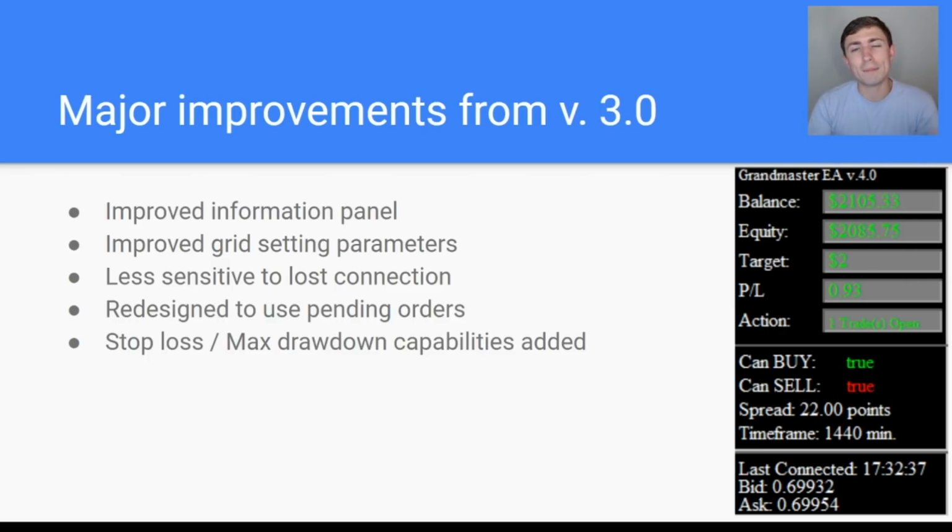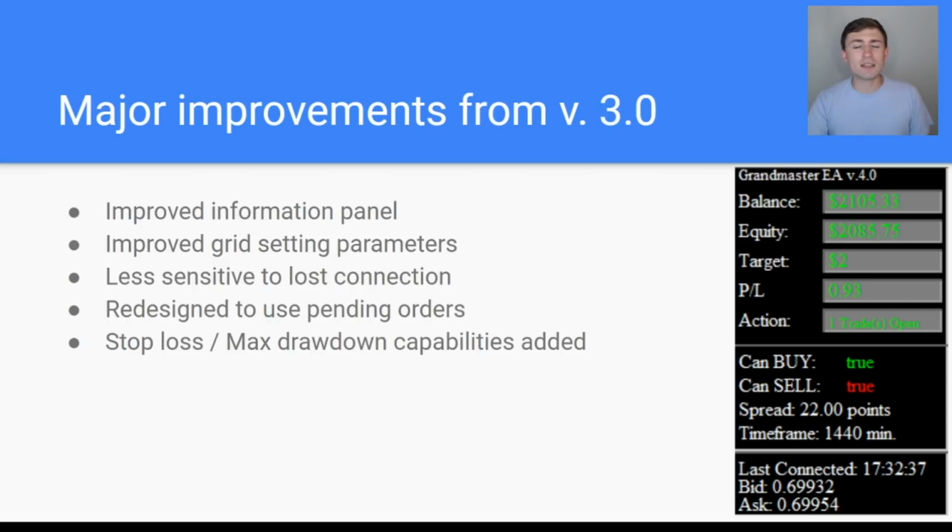The next thing we did is an improved grid setting parameter. You have more options now, which you'll get inside of the guidelines if you do decide to get the bot, that will give you information about the grid setting parameters. You can set as many grid levels as you want. You can set the different lot sizes. You can set the distance away. All of that is completely configurable by you as the user.